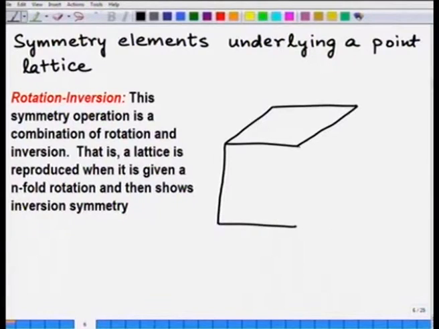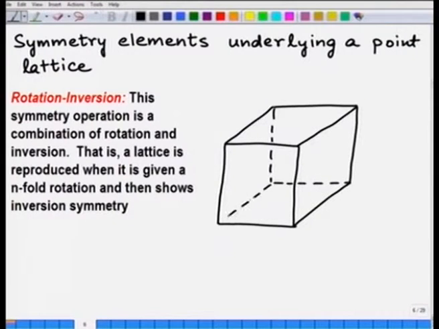I don't know how good this drawing will turn out to be, but nonetheless we are going to attempt. A cube, for example. Let us say the center is right here, and let us draw a four-fold rotation axis, and this is also an inversion center. So, this is the inversion center and this is a four-fold rotation axis.